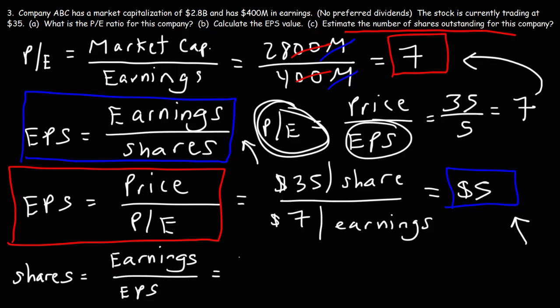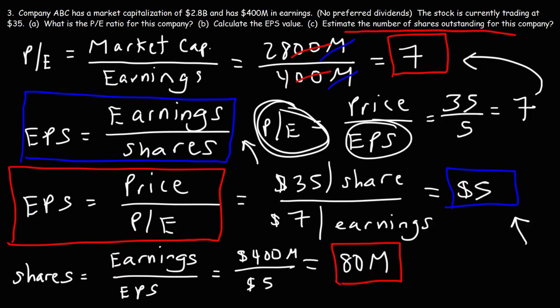So the earnings is 400 million and the EPS is $5. Now it's not 5 million, so this unit will not be canceled. It's going to be carried over. So if we divide 400 by 5, we're going to get 80. But it's not going to be 80 shares. If we carry over the M, it's going to be 80 million shares. So that's one way in which we can calculate the shares outstanding in this problem.